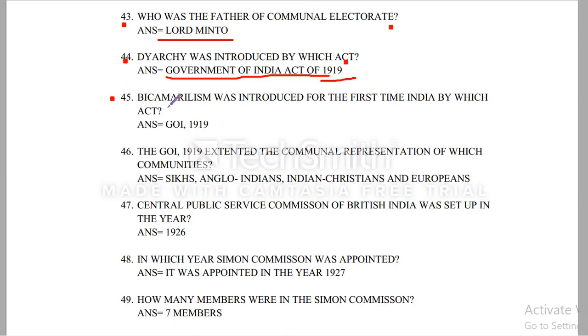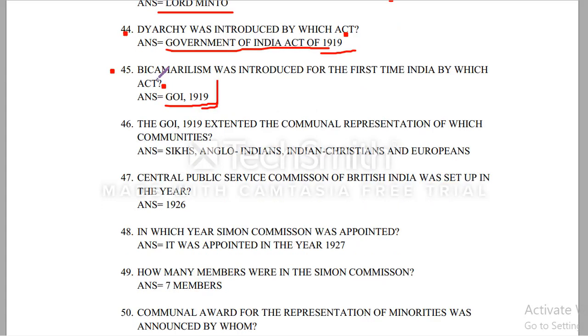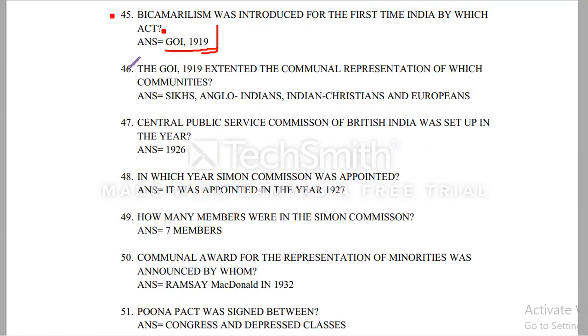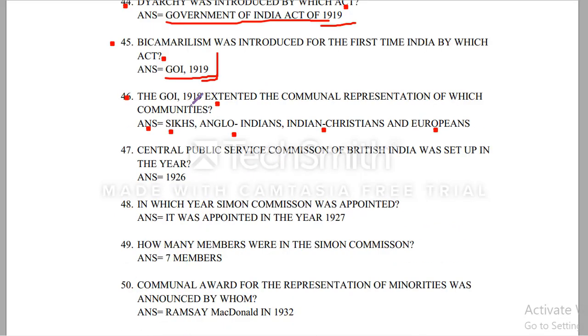Next question. Bicameralism was introduced for the first time in India by which act? Again, Government of India Act of 1919. Next, the Government of India Act of 1919 extended the communal representation to which communities? Answer is Sikh, Anglo-Indian, Indian Christian, and Europeans.